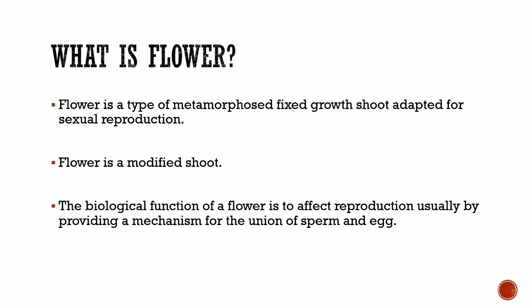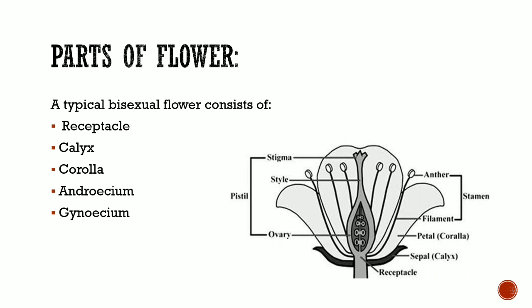Flower is a type of metamorphosed fixed growth shoot adapted for sexual reproduction. Flower is a modified shoot. The biological function of a flower is to affect reproduction, usually by providing a mechanism for the union of sperm and egg. Now, what are the different parts of flower?